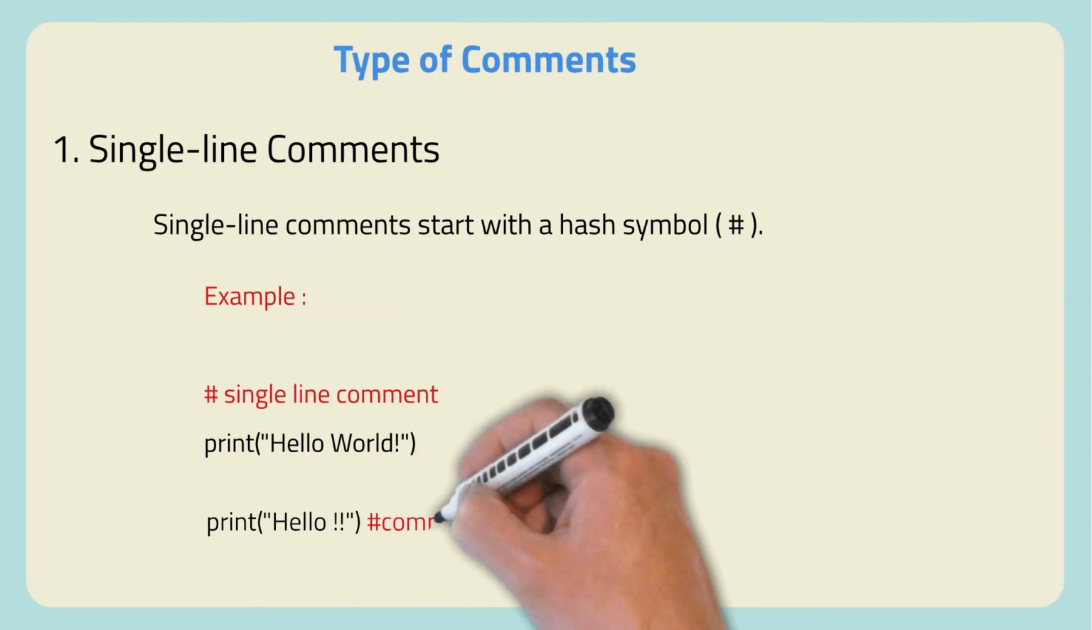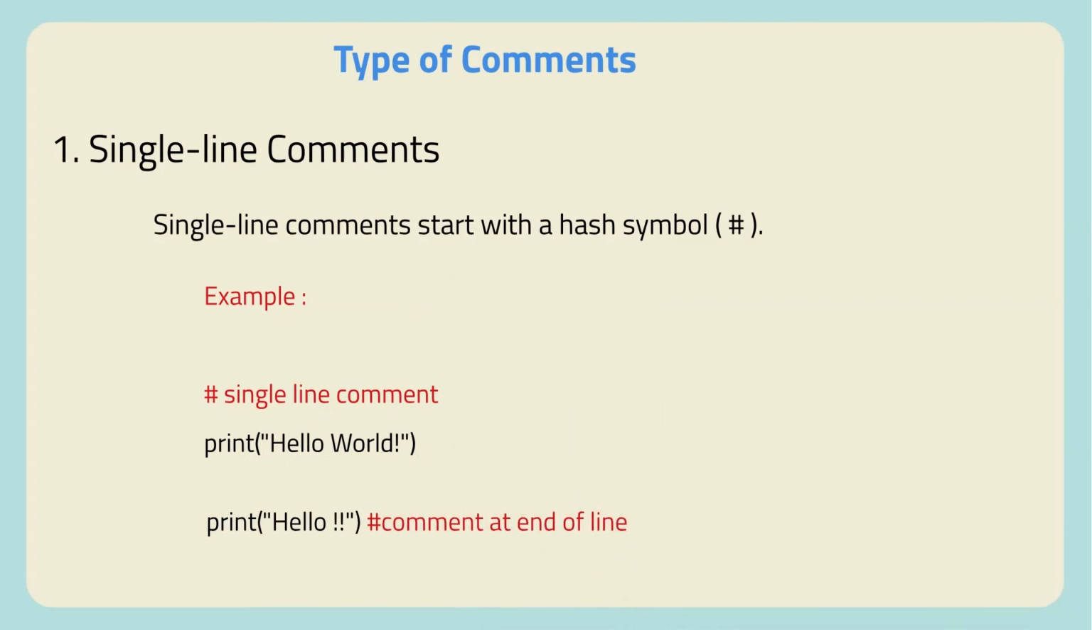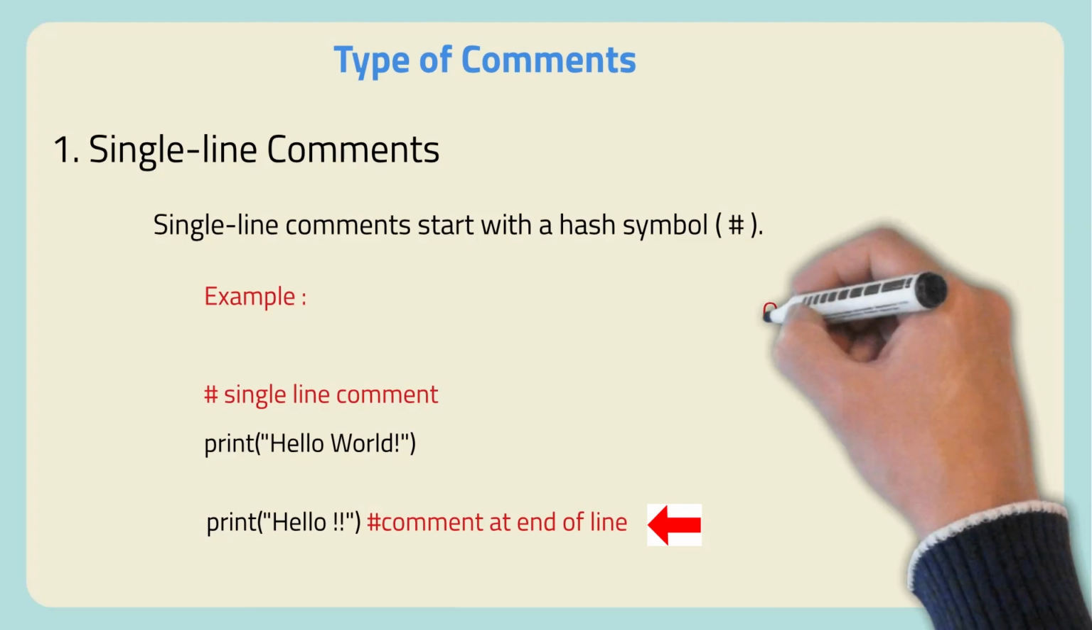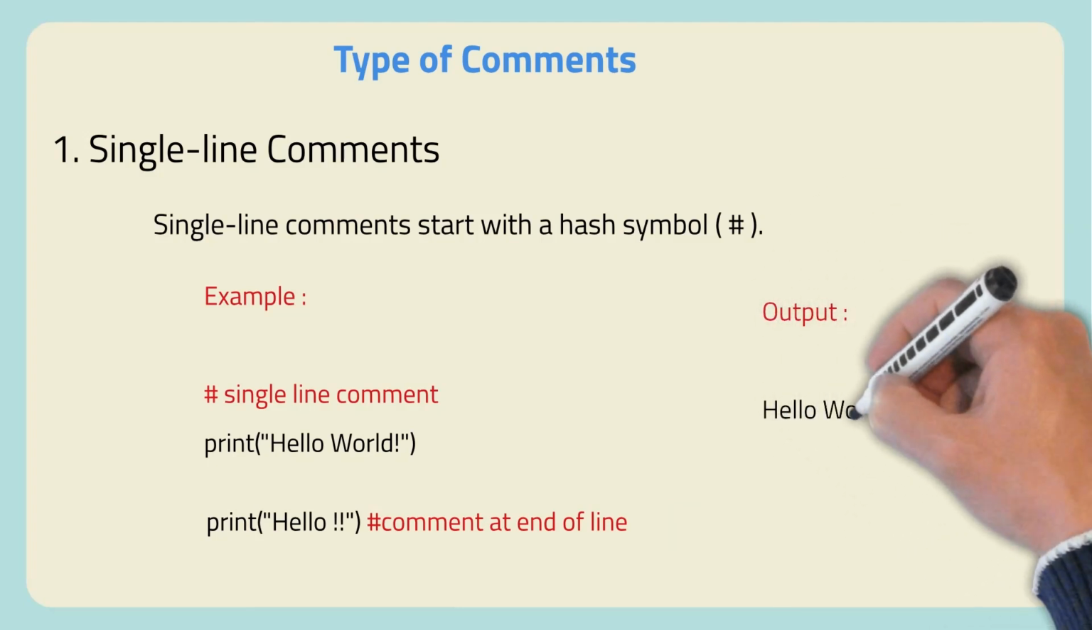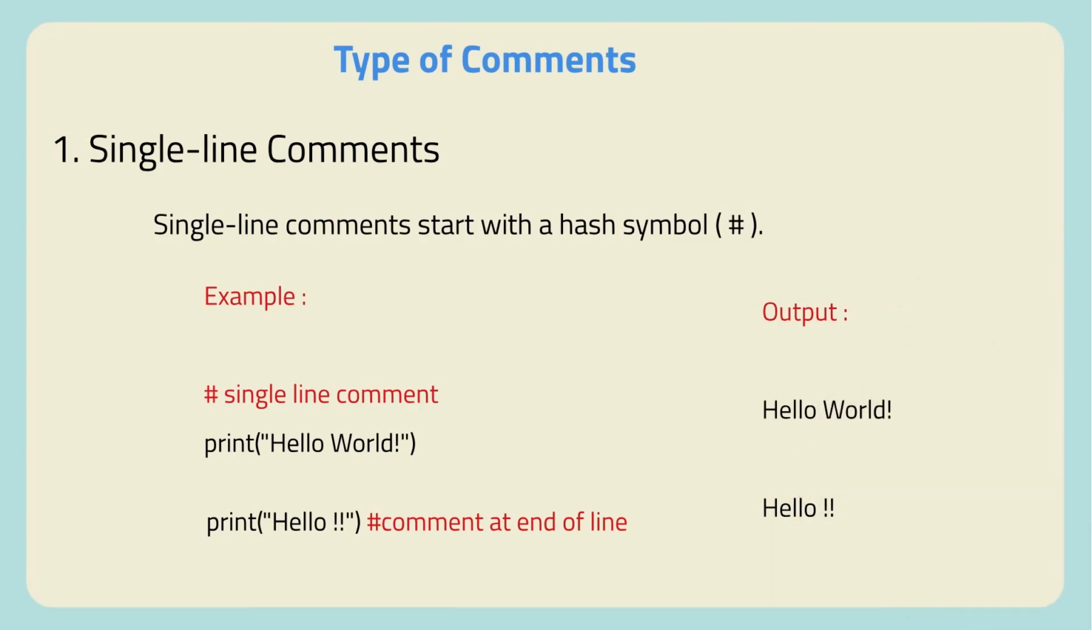There are two ways of declaring single-line comments. In the first scenario, the hash symbol is placed at the start of the line to be commented. Or we can even add it after the code, as in the second comment. Everything after the hash character is ignored till the end of the line, considered as a comment. When executed, it will ignore the comments and print hello world and hello as output.